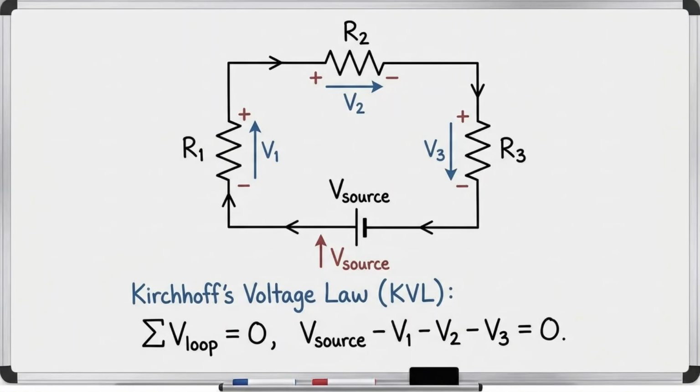The second law is Kirchhoff's Voltage Law, or KVL. It states that the sum of all voltage rises and voltage drops around any closed loop must equal zero. Together, KCL and KVL provide a complete framework for analyzing most electrical circuits.